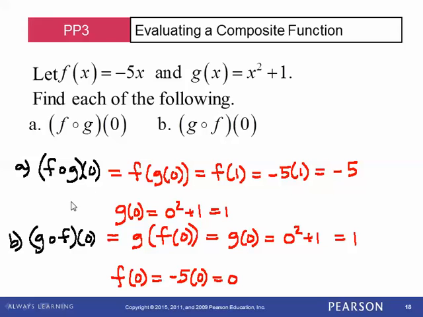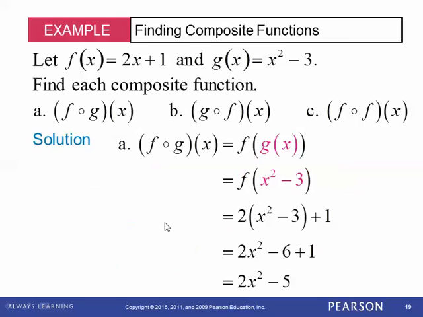Sometimes we don't just plug in numbers though. The whole point of this is not just to crunch numbers. The whole point is actually to make a function that does both of these at the same time. That's what we really want to do. So let's look at an example here. Let's go back to the example problem in the textbook. So f of x is 2x plus 1. g of x is x squared minus 3. What I want this time is to make a function that does both of these operations at the same time.